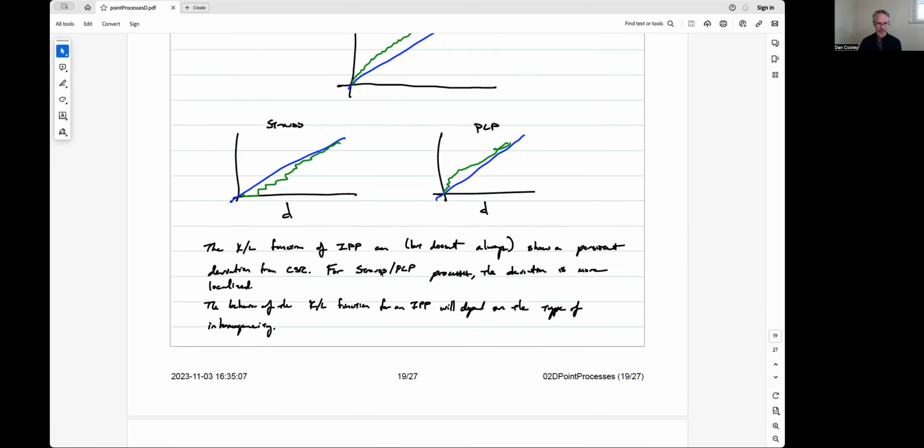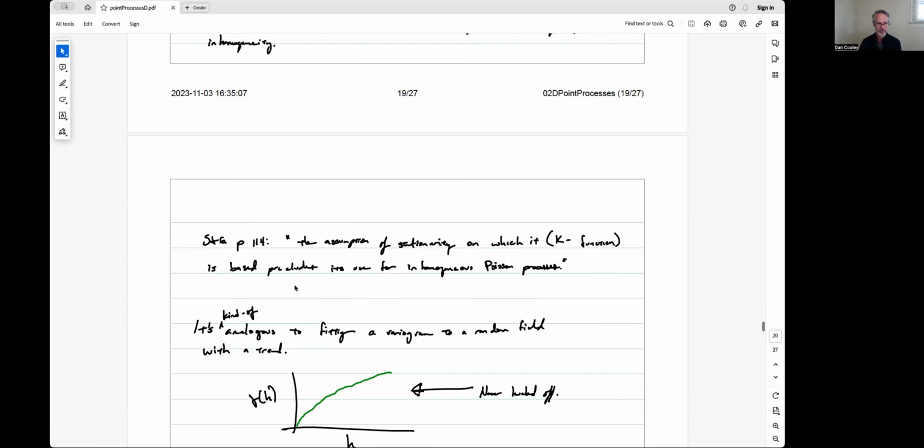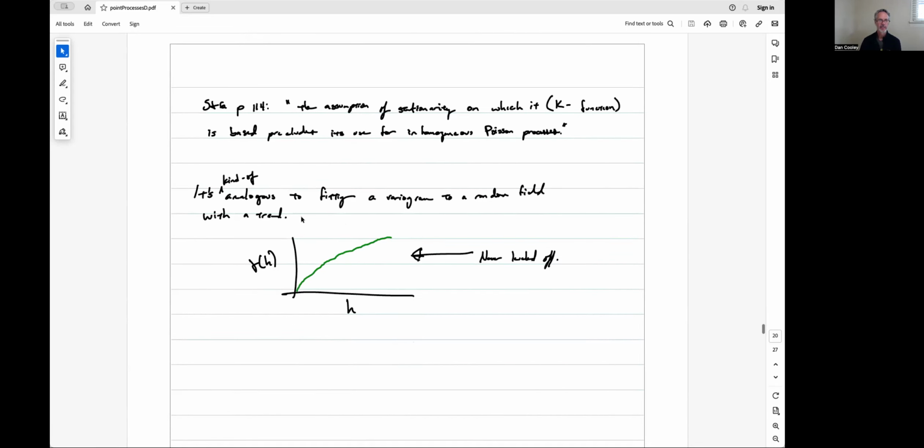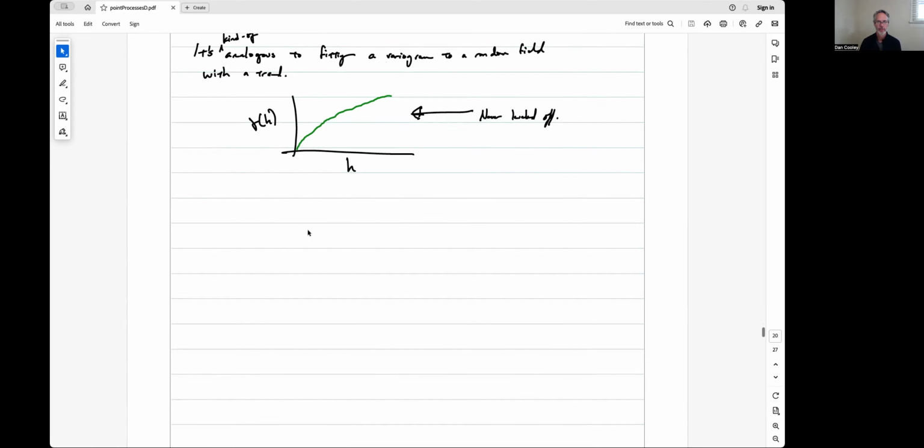So let's see, I think I've said this bit in the notes. It is kind of analogous to fitting a variogram with a trend. So the takeaway message is the K function is designed to study second order intensity. If applied to an inhomogeneous Poisson process, it can, in certain circumstances, in this trend example, give some indication that you have inhomogeneity. But if you have the mapped data, just making a plot could also give you some indication.